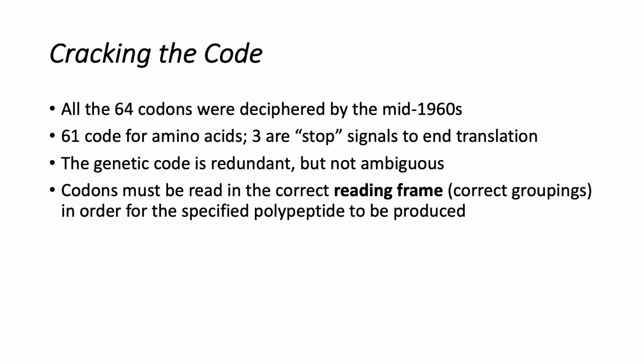The genetic code is redundant, which means that more than one codon may specify a particular amino acid, but not ambiguous, meaning to say that no codon specifies more than one amino acid. Codons must be read in the correct reading frame or correct groupings in order for the specified polypeptide to be produced.